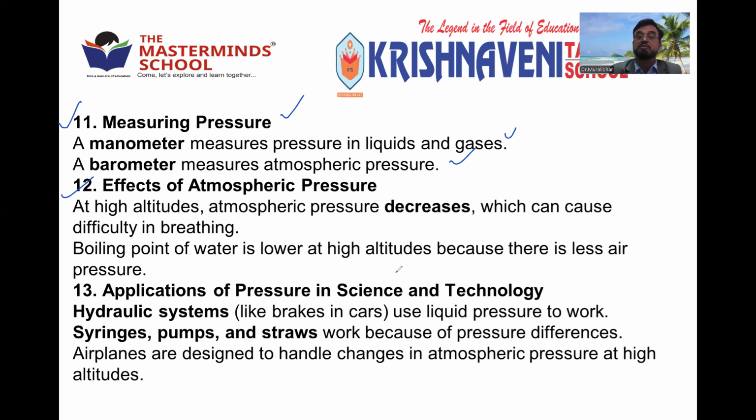12th, effect of atmospheric pressure. At high altitude, meaning height, atmospheric pressure decreases, which can cause difficulty in breathing. When you go to a super high altitude in a flight, we get some suffocation, so they supply oxygen masks. As you go higher, the pressure decreases. So the boiling point of water is lower at high altitude because there is less air pressure.